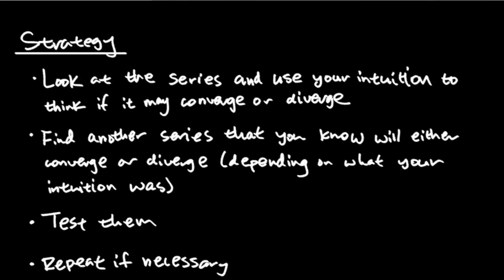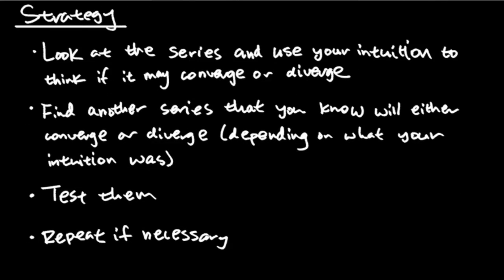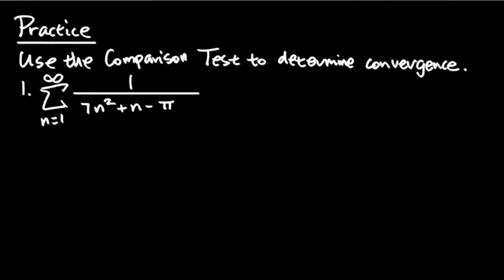And some strategies. First of all, look at what you have. Then you want to figure out if it probably will converge or diverge just by looking at it first. That'll guide you to figuring out which series you want. Test them, and then if you are wrong, or if it comes out inconclusive, just try something else. Chances are you'll probably get it the first try once you start practicing and getting better. Alright, let's practice this.